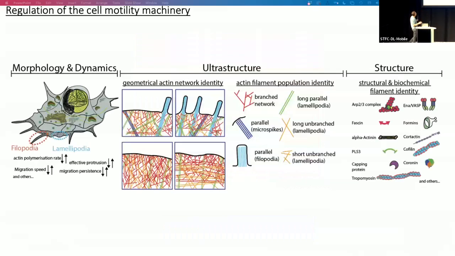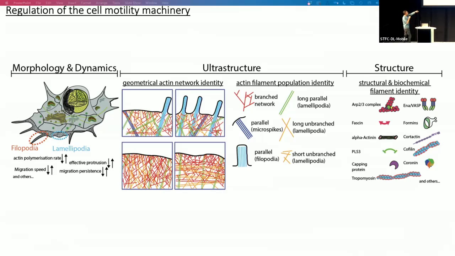Now, the regulation of this motility machinery happens on several layers that one has to consider when one wants to understand how it works. One has to look at the morphology and dynamics. One wants to look, of course, at how the cell changes its shape, and how the dynamics of the proteins change when the cell moves fast, slow, or changes direction. One then needs to look at the ultrastructure, where the geometry and the topology of the actin cytoskeleton is always adapting to how the cell moves. You can have bundled filament networks, you can have branched filament networks, and of course, how these networks look determines what the cell can do.